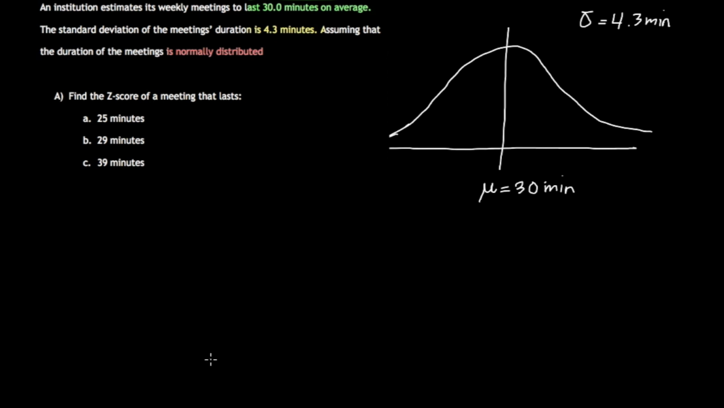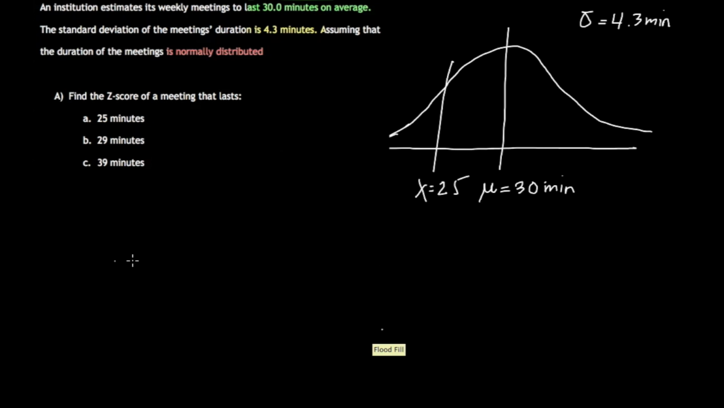Question A says find the z-score of a meeting that lasts, and sub-question A says 25 minutes. We know that 25 minutes falls on the left-hand side. That's going to be important for a reason you'll see in just a minute. So an x of 25 minutes, a meeting that lasts 25 minutes, falls on the left-hand side, and now I want to determine its z-score.